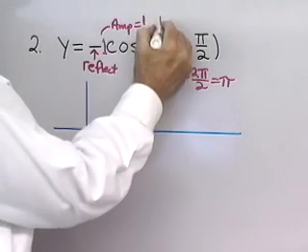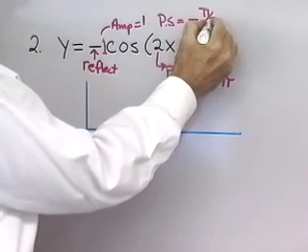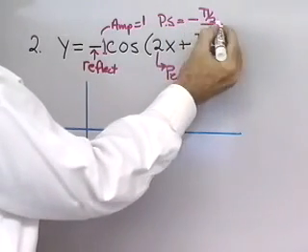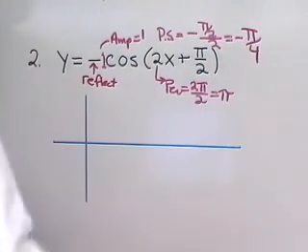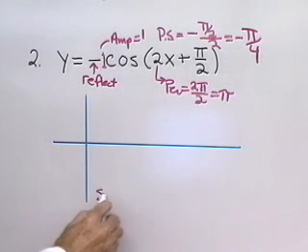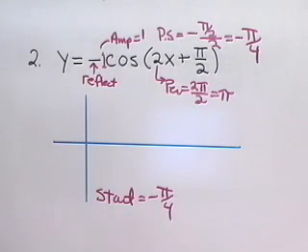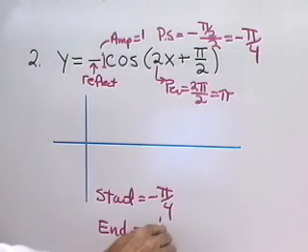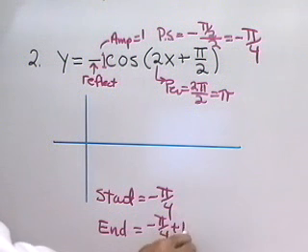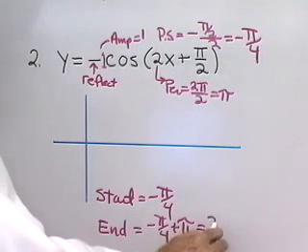So my phase shift is going to be the opposite of this number, pi over 2, divided by this number 2. So negative pi over 2 divided by 2, that's going to be negative pi over 4. So my graph is going to start at the phase shift, which is negative pi over 4. It will end pi units later, so it will end at negative pi over 4 plus pi. So negative 1 pi over 4 plus 4 pi over 4 is going to be 3 pi over 4.